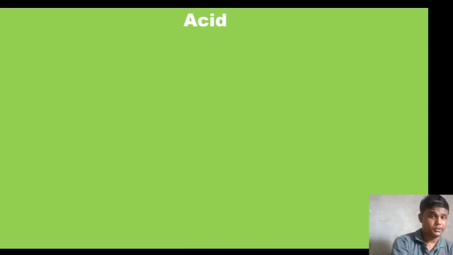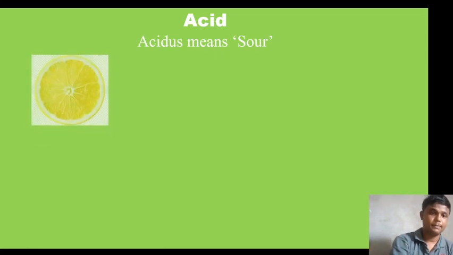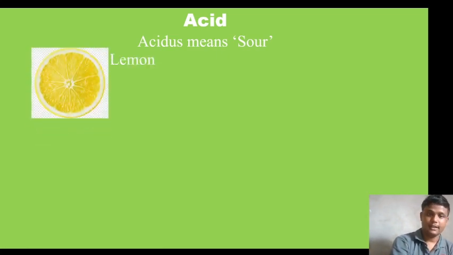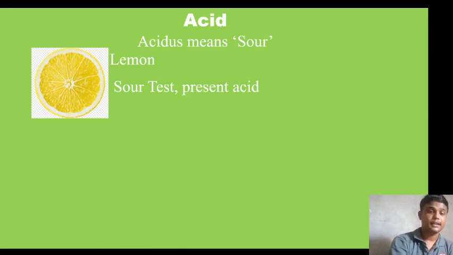Now I am going to teach acid, base and salt. What is acid? The word acid comes from the Greek word acidius, which means sour. So things that are sour in taste contain acids. For example, lemon. Lemon is sour in taste, so that means acid is present in the lemon.